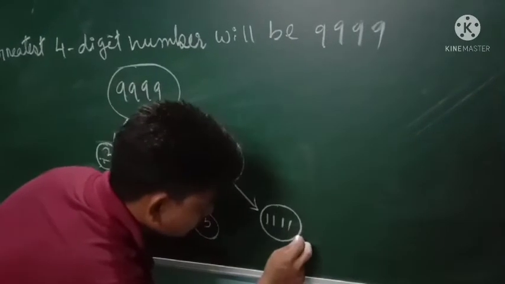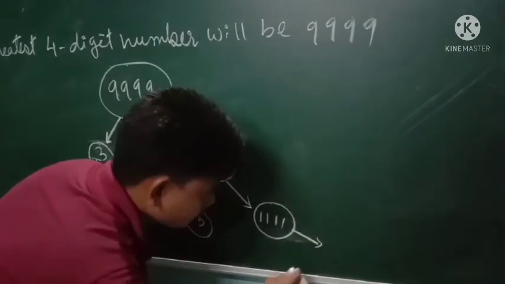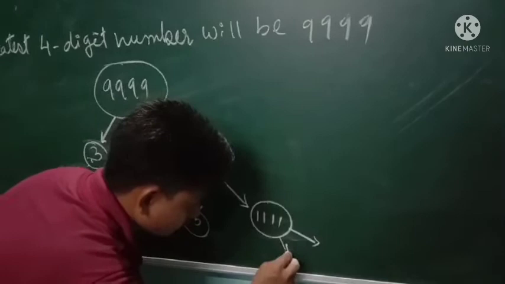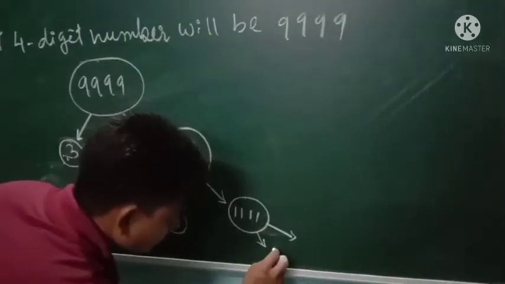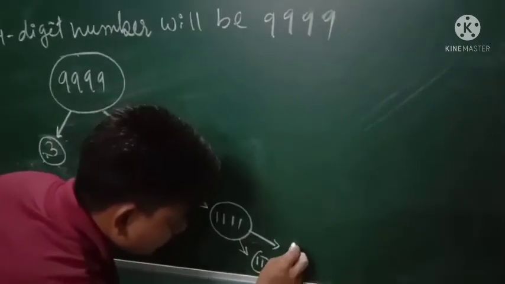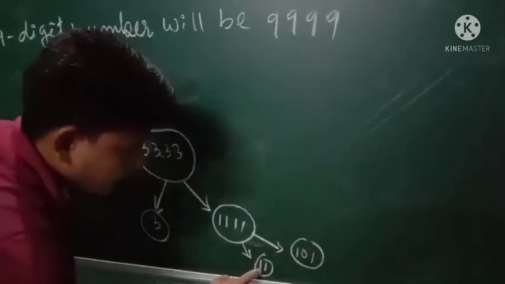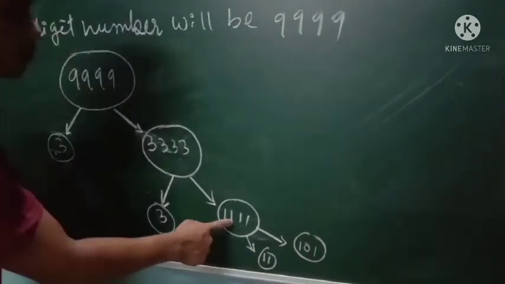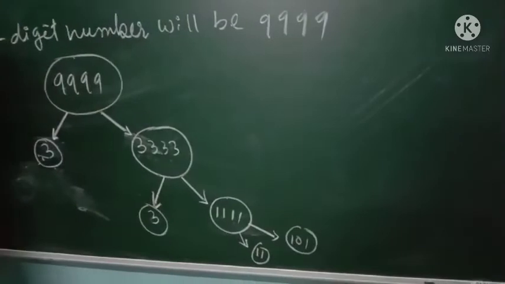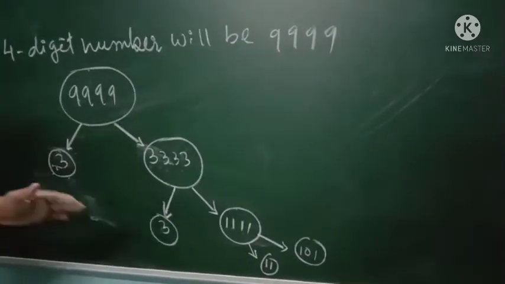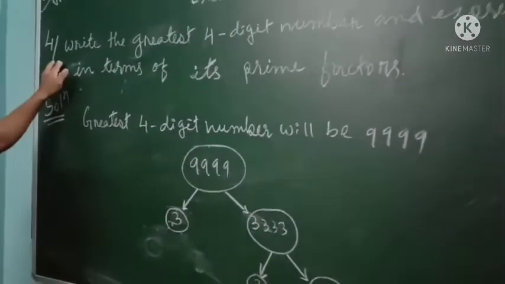So from this, here 11, again 101, 11 into 101 you will get 1111. So this is the solution of question number 4.